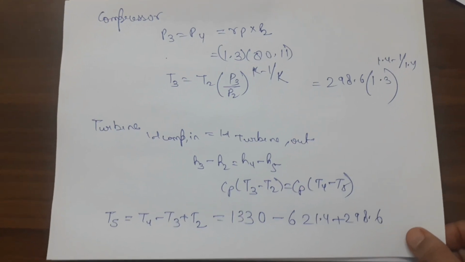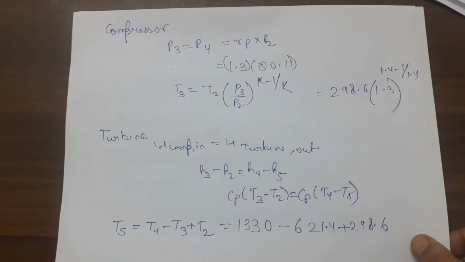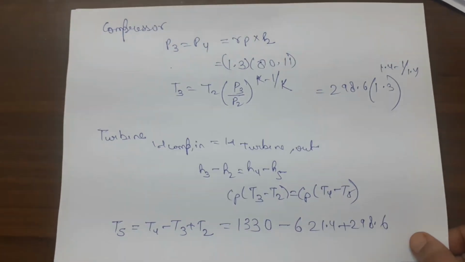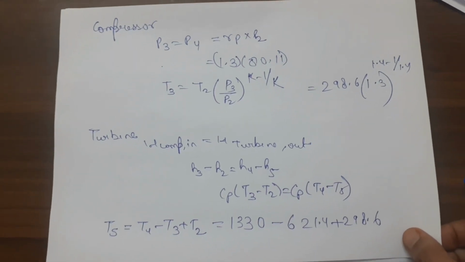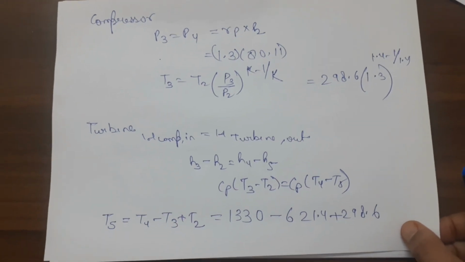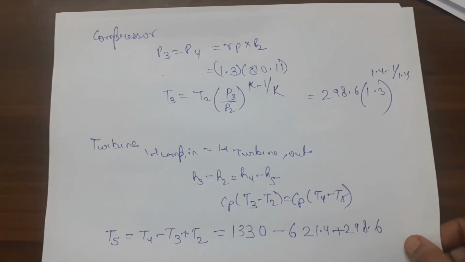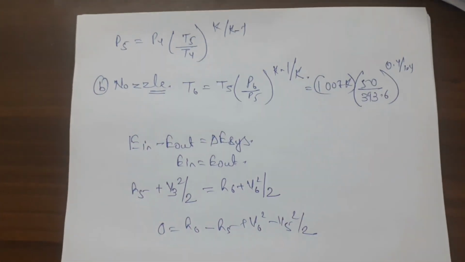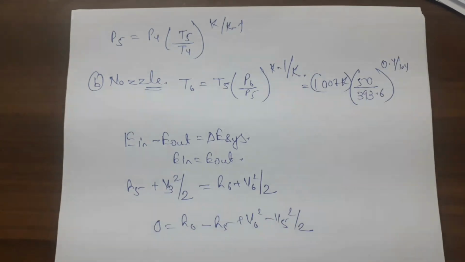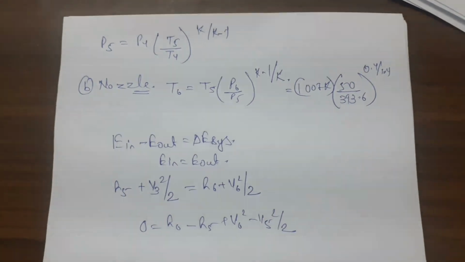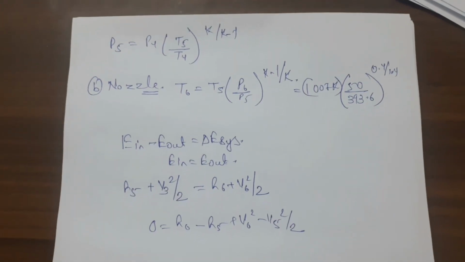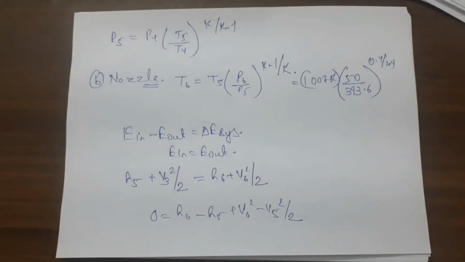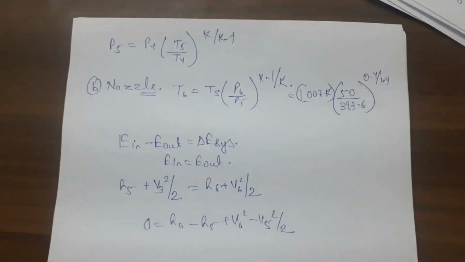What will be the value of T5? So P3, T3, T5 and P2 and T2 values, these are the five or six values which we got from the values given in the question. So we are just using an energy balance. Finding the pressure, P5 will be nothing else but P4 (T5 by T4) to the power of K by K minus 1. So this is the standard equation for the polytropic process which we have to remember.